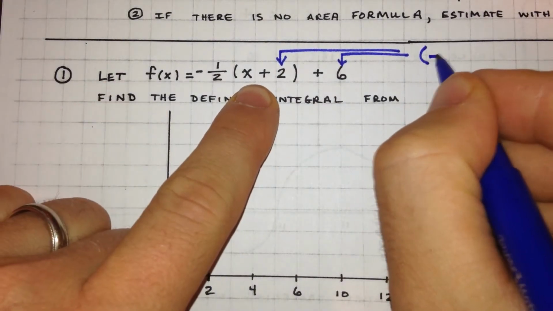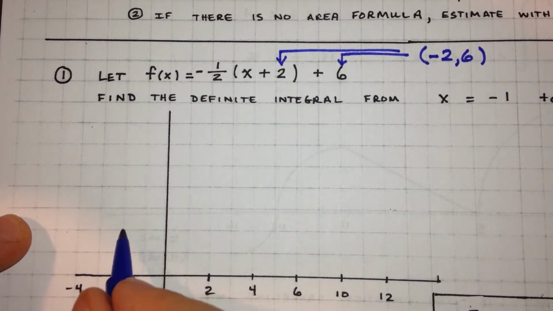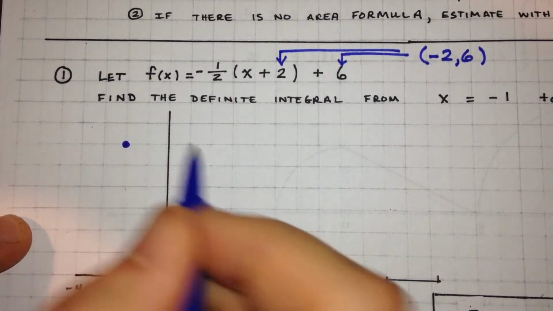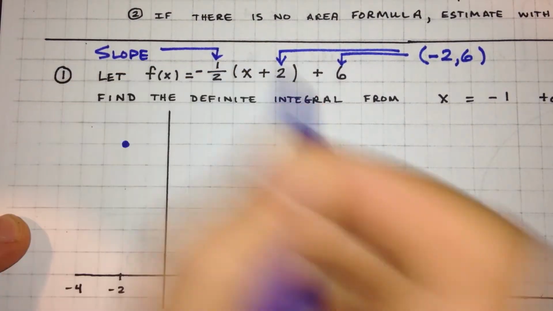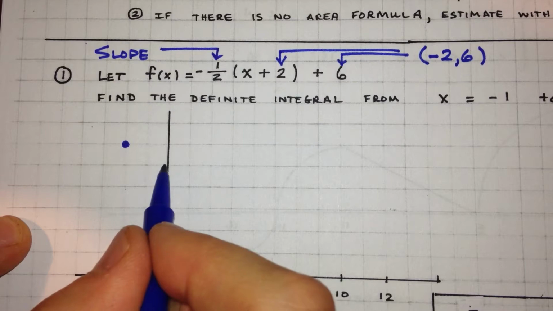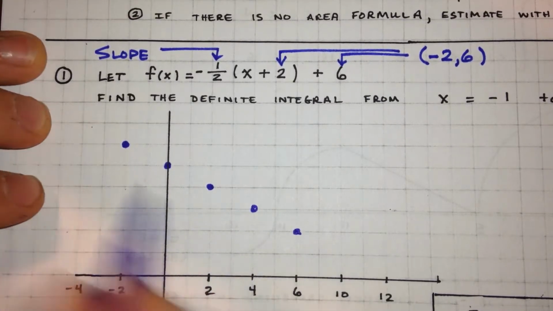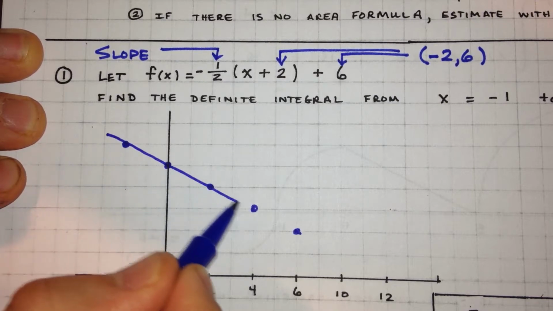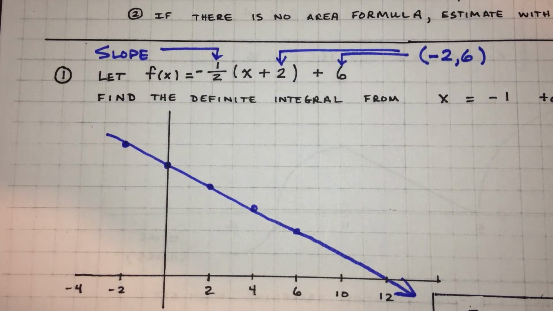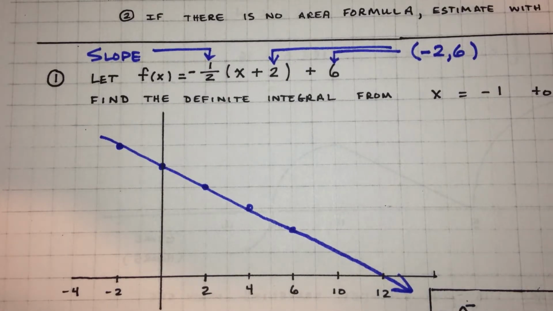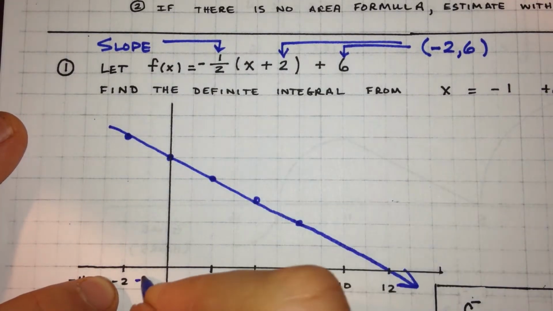this tells us that it's going through -2, 6. So there's a point. And this right here is our slope. So it goes down 1 over 2, down 1 over 2, down 1 over 2, and so on. So our curve is going to look something like that.